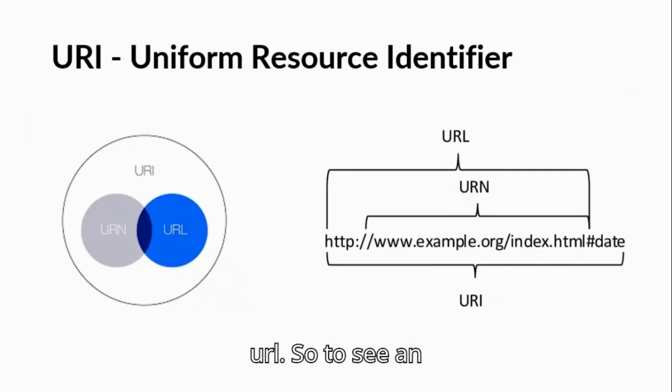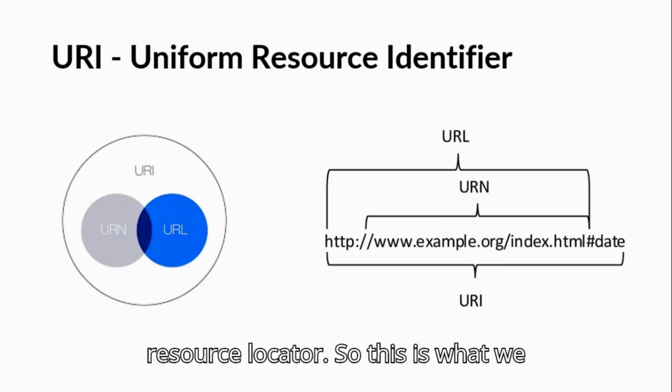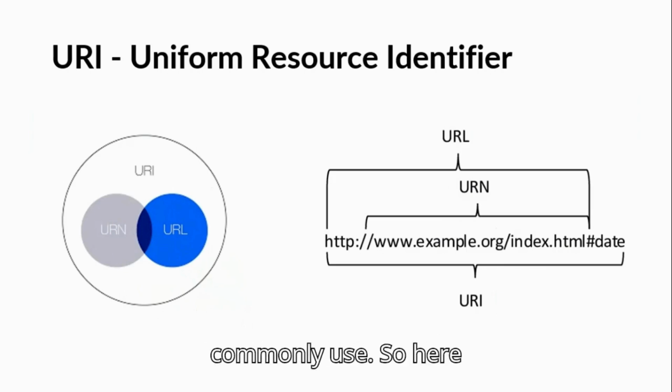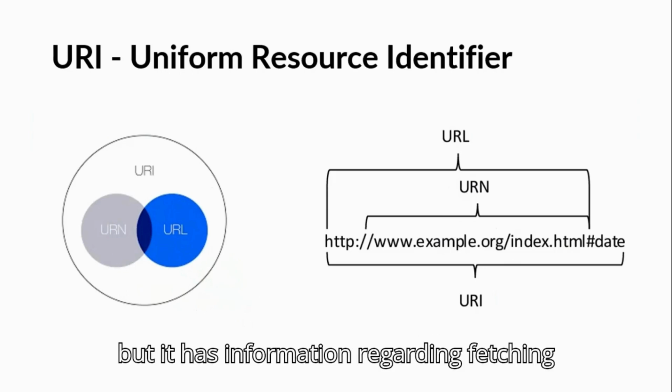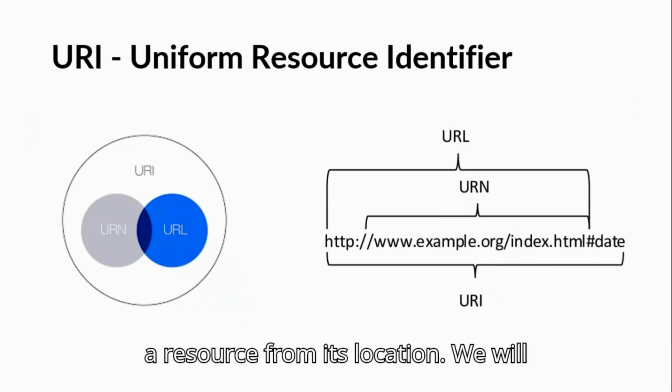To see an example, here we can see the URN is www.example.org slash index.html. As the name says, it is the resource name. Next is the URL, Uniform Resource Locator. This is what we commonly use. This Uniform Resource Locator has information regarding fetching a resource from its location.